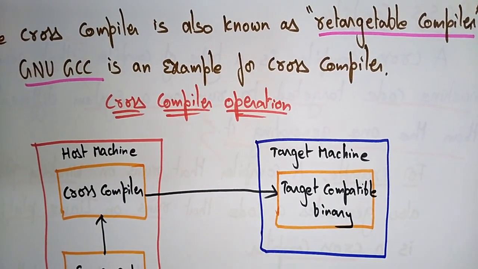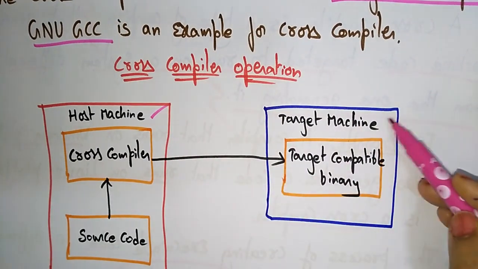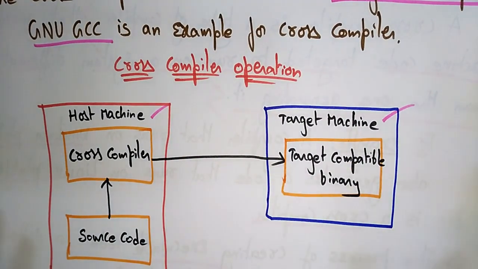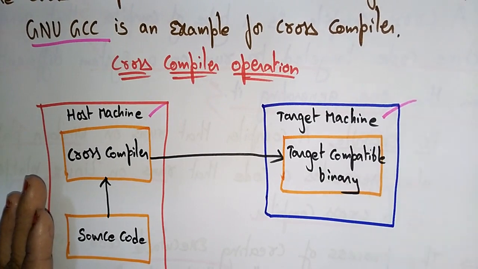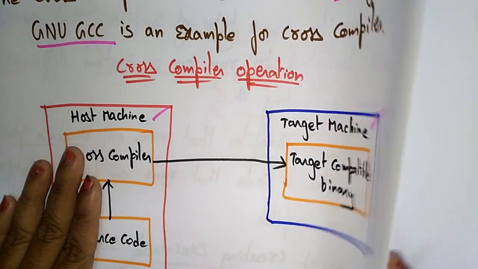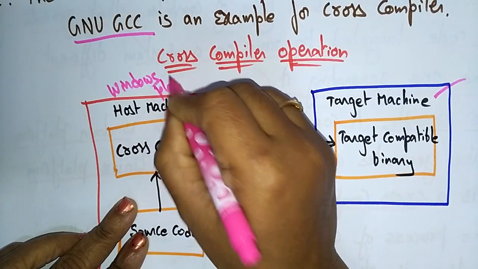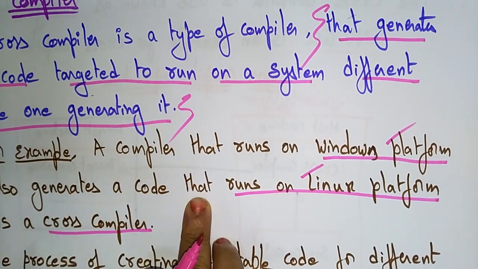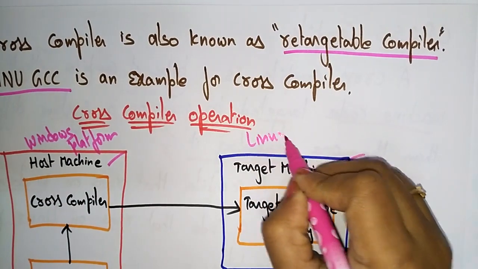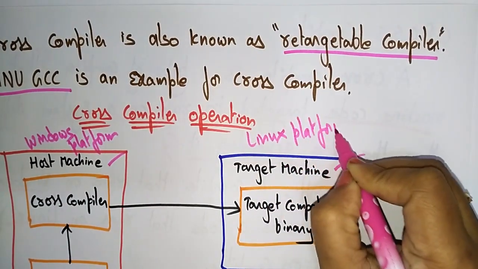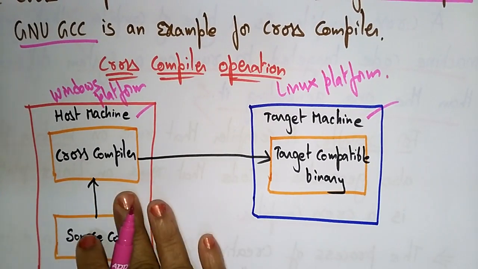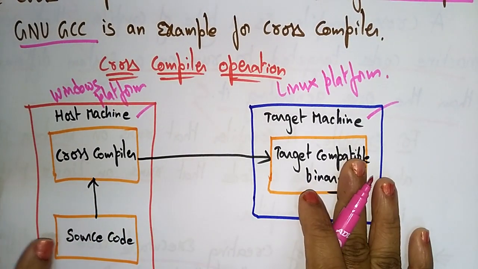Let's see the cross compiler operation. Here is a host machine and the target machine. What exactly will the cross compiler do? A compiler that runs on a Windows platform, let's take this machine as the Windows platform, generates a code that runs on the Linux platform. That is a cross compiler. So here the host machine is Windows and the target machine is Linux.